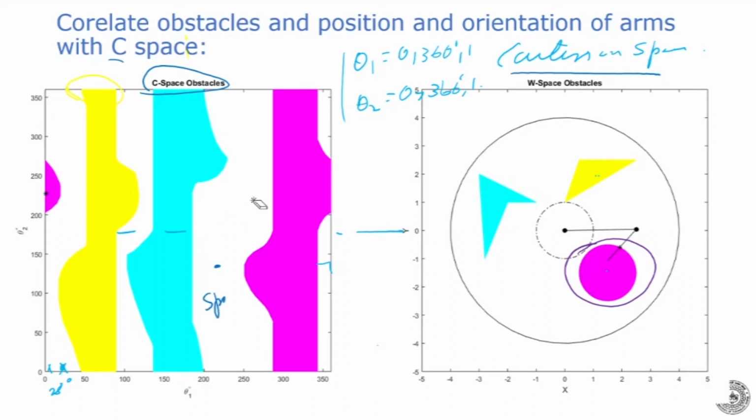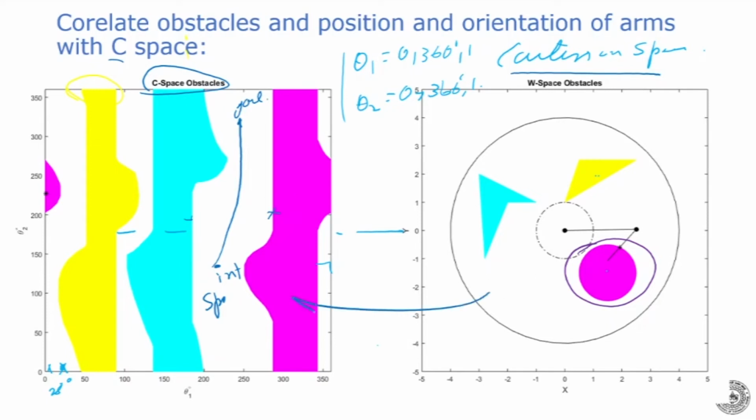Suppose I say I want to go from here. This is my initial point. I want to go to the goal point. So I can find a path like this because it's a point which is moving. As long as it doesn't hit the obstacle, it's okay. That's a path. Now once you find the path, you have to go.